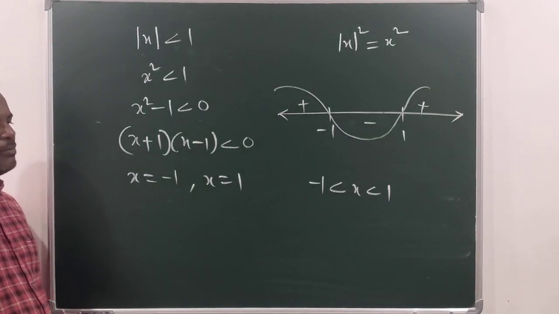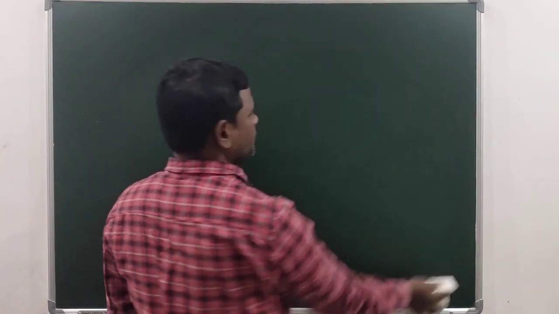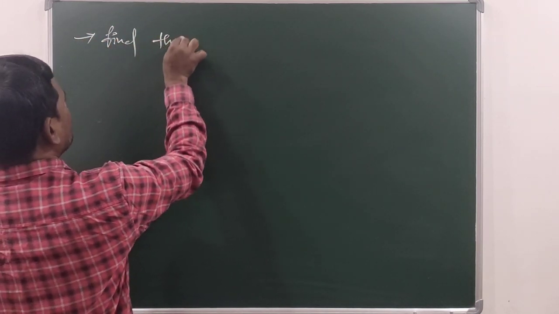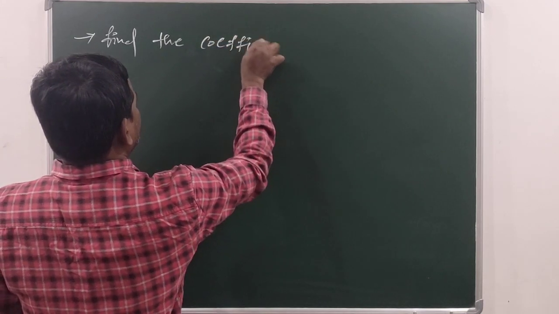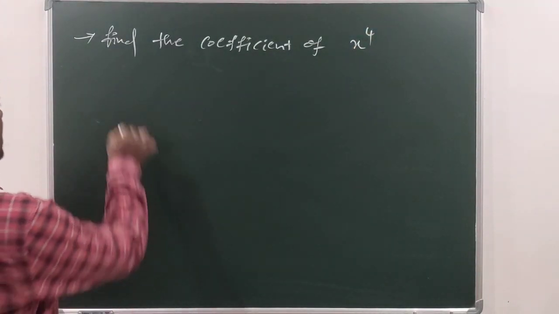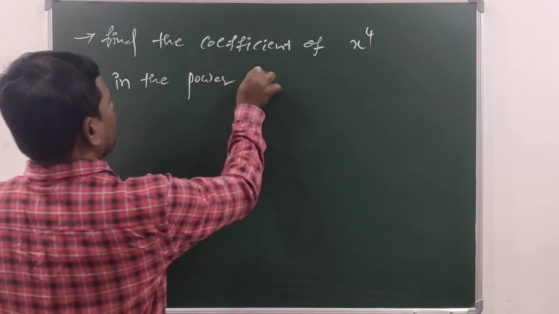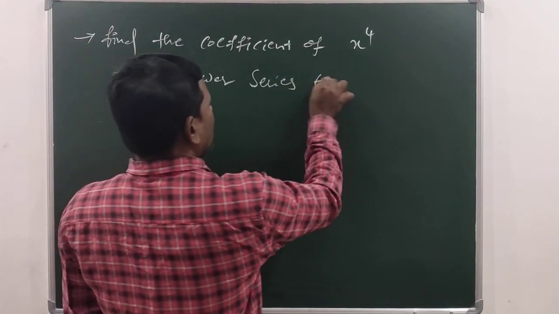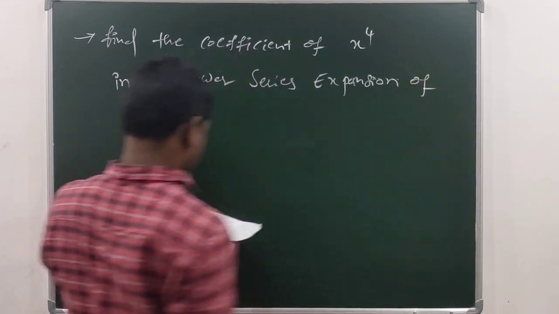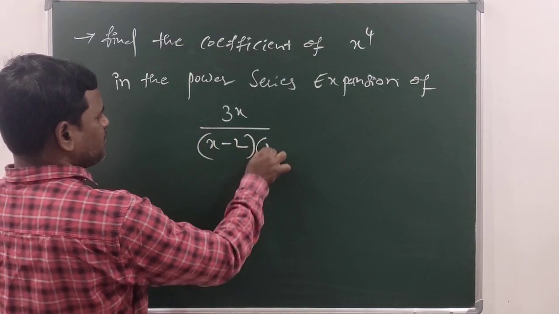Let us see these two problems. Find the coefficient of x^4 in the power series expansion of 3x / ((x - 2)(x + 1)). This is the question.